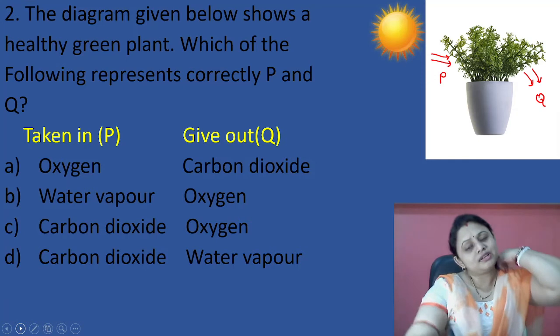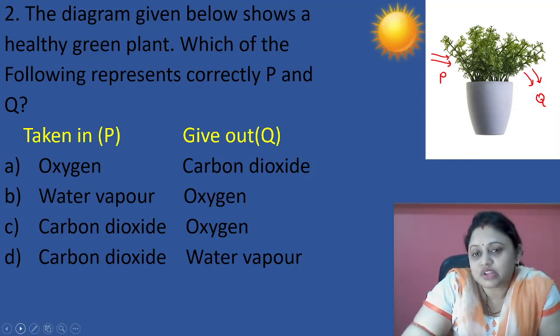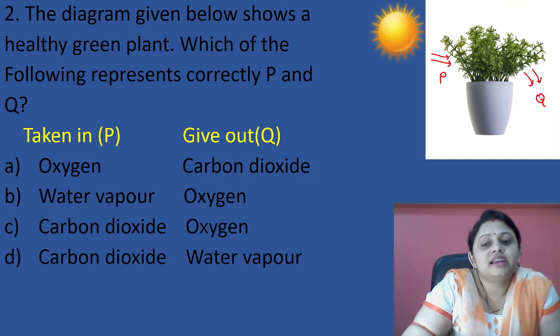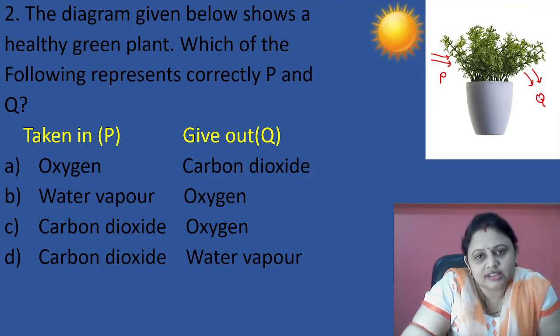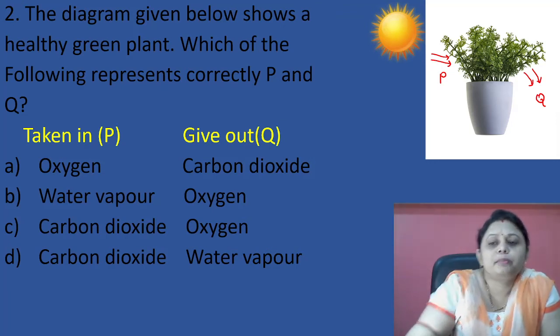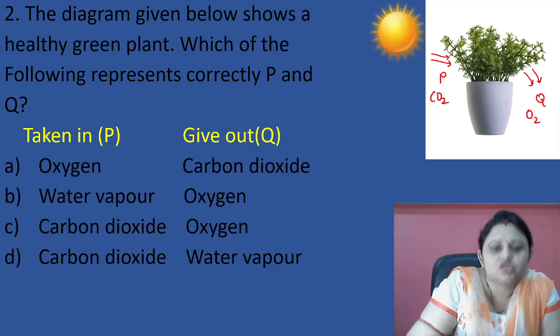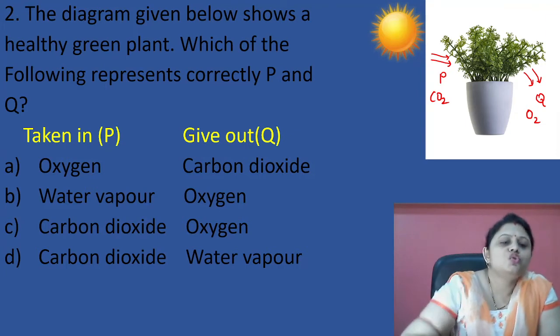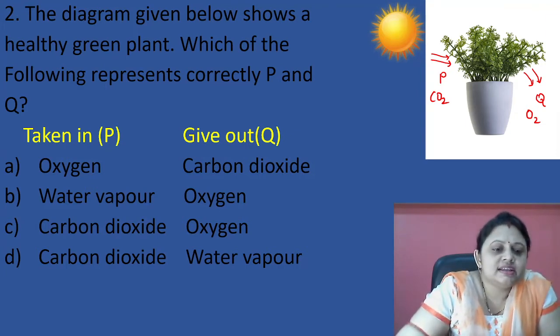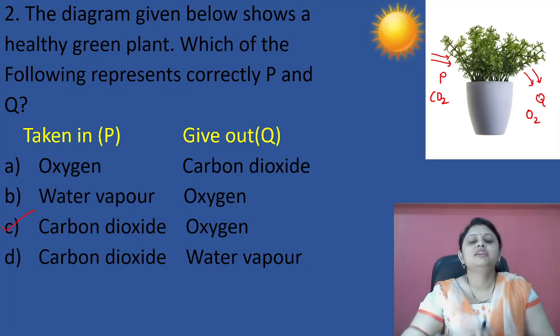So what is the answer? We all know that in presence of sunlight, green plants take in carbon dioxide gas, and the leaves give out oxygen gas. So P is carbon dioxide and Q is oxygen. Which is the correct option? That is option C. P is carbon dioxide and Q is oxygen.